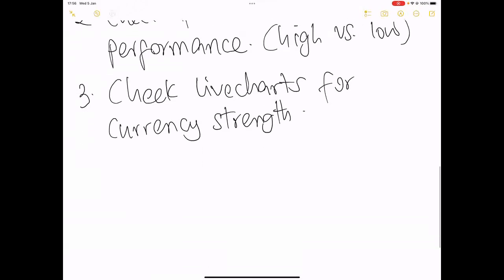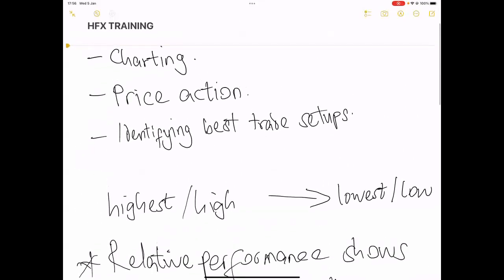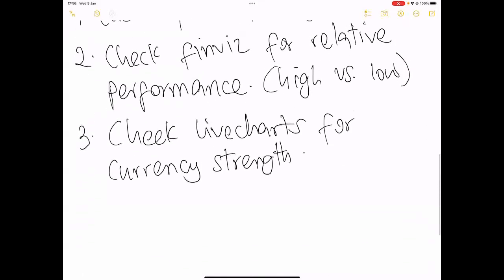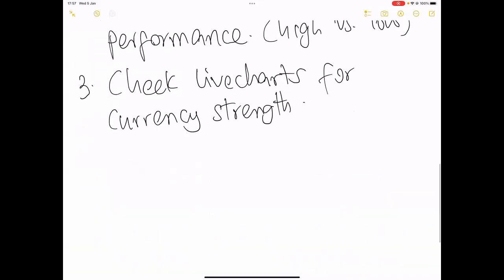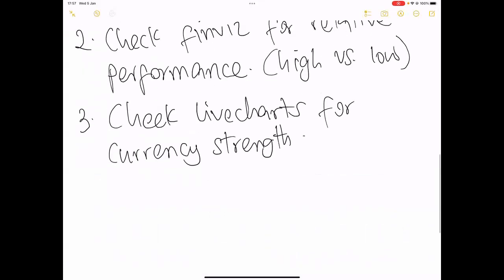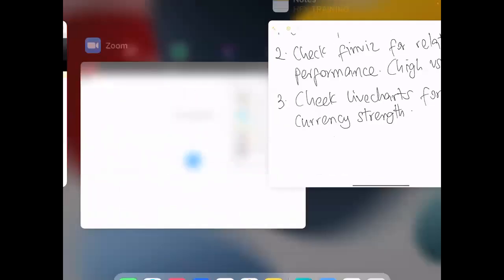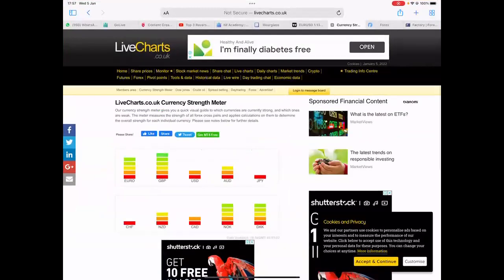Trading is a lifetime job. It's not a one-time job. If you're here for a short time, you won't have a good time. Write that down. If you are here for a short time, you won't have a good time. So if you want to have a good time, then stay here long enough. Check live charts for currency strength.